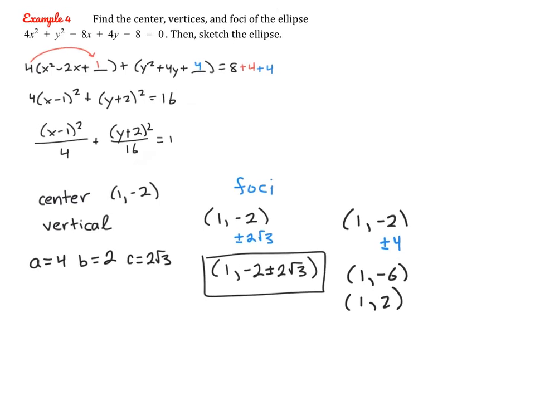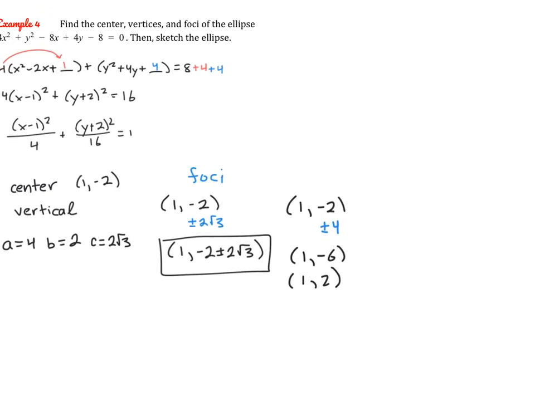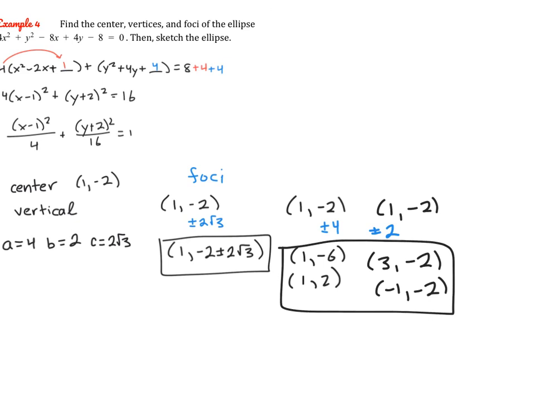And we can even find our minor axis vertices as well. Go back to your center, and then we're going to add or subtract b from our x value. And you can look back at your equation. The b value comes from right underneath your x value. So this will give us (3, −2) and (−1, −2). So those are the 4 vertices of our ellipse.